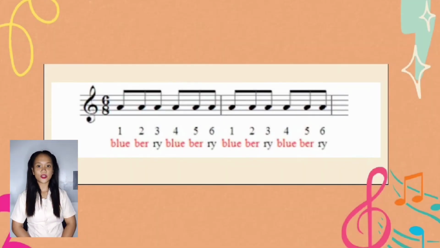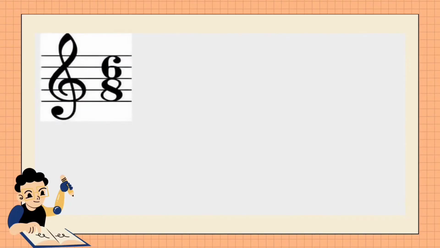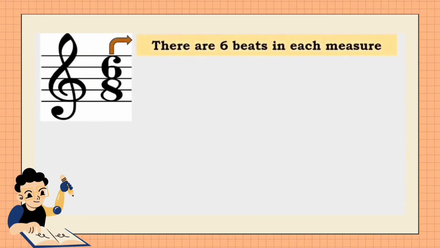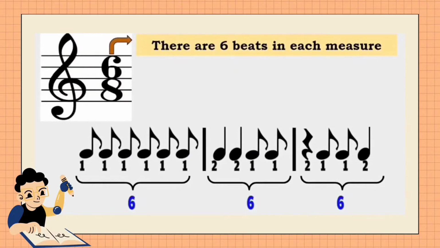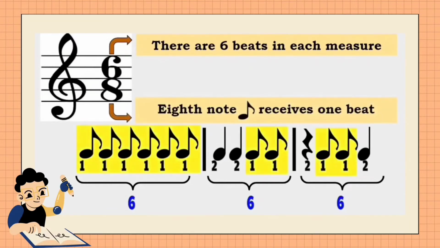Observe this pattern. This pattern is the regular rhythm in 6/8 time signature. Say the word blueberry following the notes and count them as 1, 2, 3, 4, 5, and 6. In 6/8 time signature, there are 6 beats in every measure, and an 8th note or rest receives 1 beat.